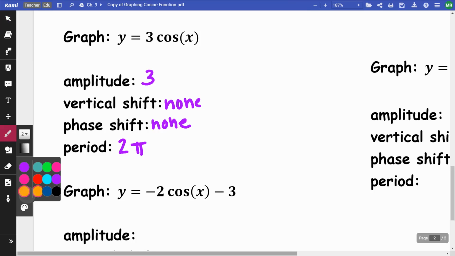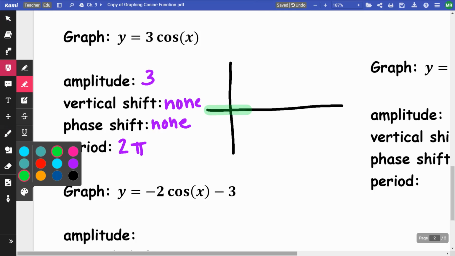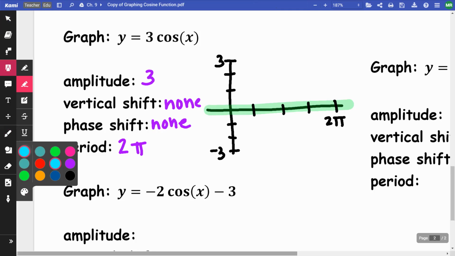Okay, so now I'm going to graph this. And when I graph this, I have no vertical shifts. So that means that my zeros are going to be on my x-axis. I've got 1, 2, 3, 4, 5. My period is going to be 2 pi, from 0 to 2 pi. My amplitude is 3. So I'm going to go 1, 2, 3 above, 1, 2, 3 below. And so my high is going to be at 3 and my low is going to be at -3.